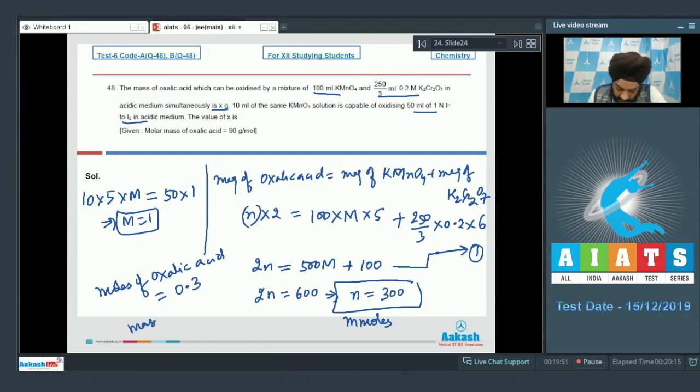And if you talk about the mass, students, we just have to multiply this number of moles by the molar mass, which is given to us as 90 gram per mole. So students, the mass will come out to be 27 grams. So students, if we talk about the answer to question number 48, it has to be marked as 27.